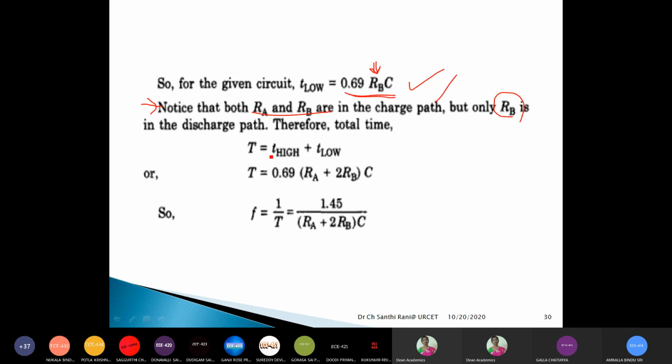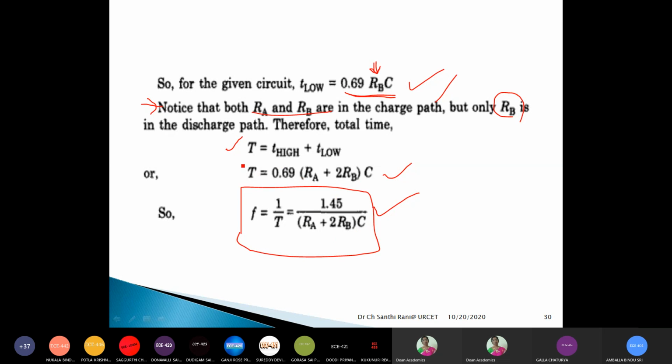Okay. So now we know what is total T. T is equal to T high plus T low, and you add both, you will get total T, and F is equal to 1 by T. And if you just calculate 1 by 0.69 into RA plus 2RB into C, you will get F is equal to 1.45 divided by RA plus 2RB into C.